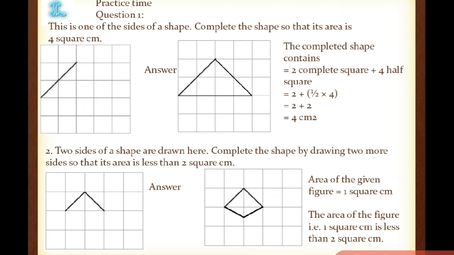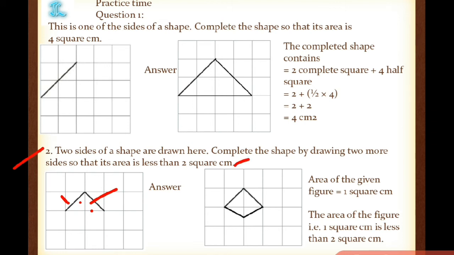Now, two sides of a shape are drawn here. Now, complete the shape by drawing two more sides so that the area is less than 2 square centimeters. So, two sides have been given for us. They are asking us to draw two more sides, but the area should be less than 2 square centimeters. When we see this, this is exactly half and this is exactly half. So, half plus half means that is 1. So, we are already getting an area of 1.